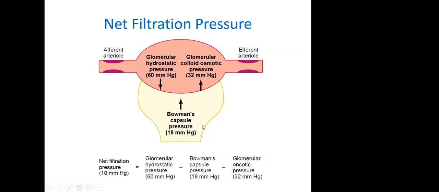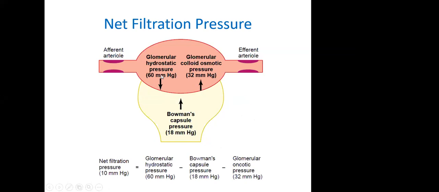The reason there is no Bowman's oncotic pressure mentioned in this figure is that the oncotic pressure in the Bowman's capsule is very negligible. It is almost equal to zero, so it is neglected in calculating the GFR. So these three factors determine the GFR: glomerular hydrostatic pressure, glomerular osmotic pressure, and Bowman's capsule hydrostatic pressure. These are the normal pressure values.